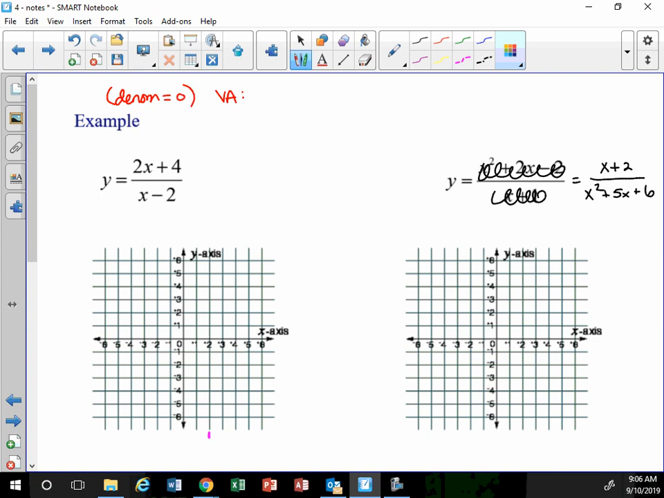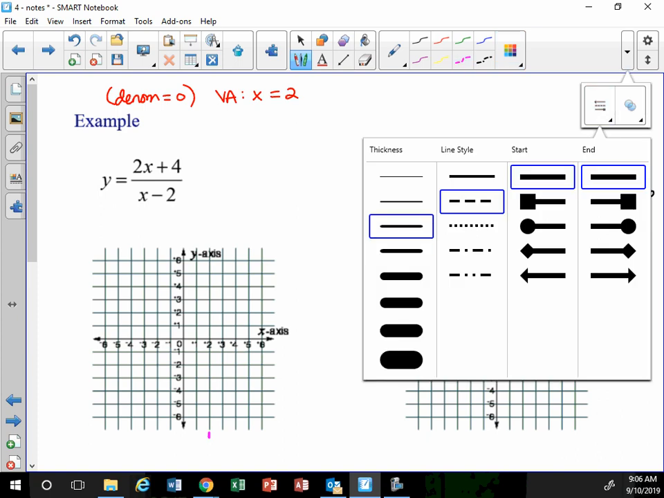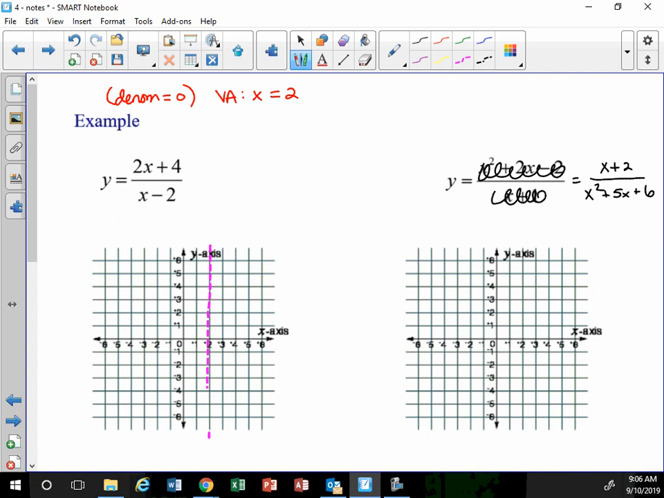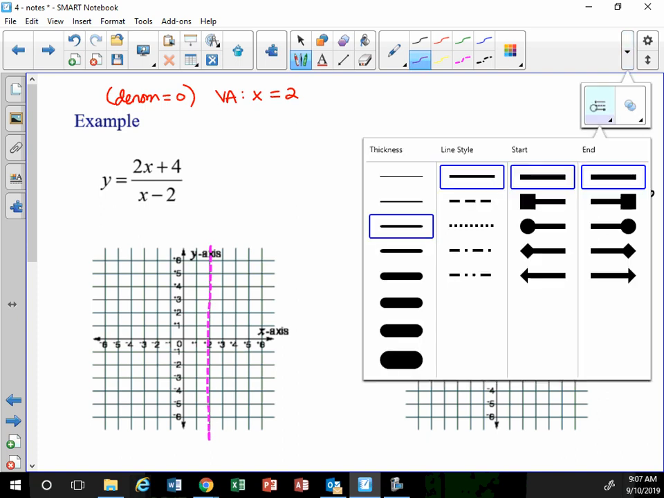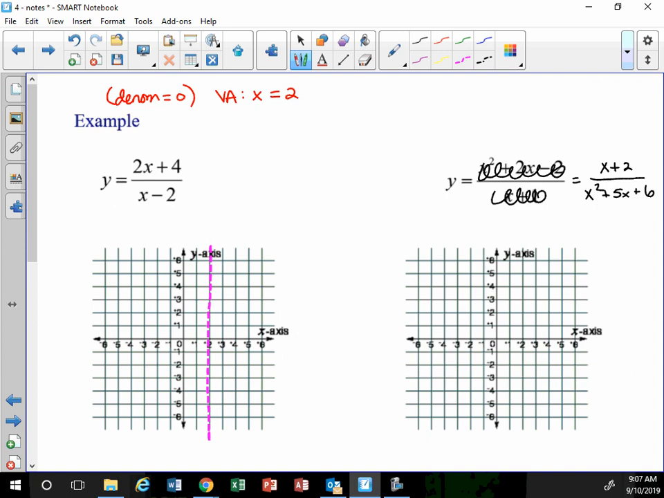So, what would make this denominator 0? 2. If you write this as an equation, tell me that it's when x equals 2. Then on your graph, I'm going to just sketch that asymptote right now. x equals 2. All right.